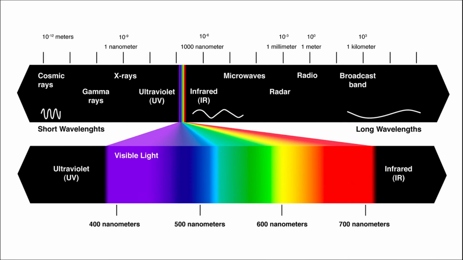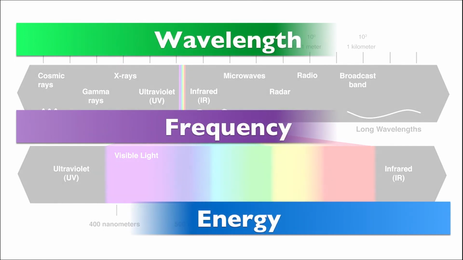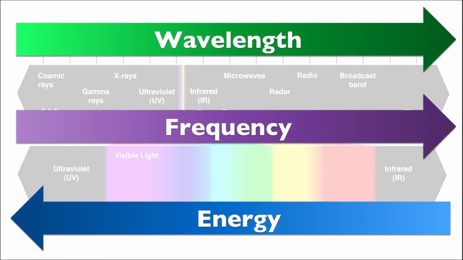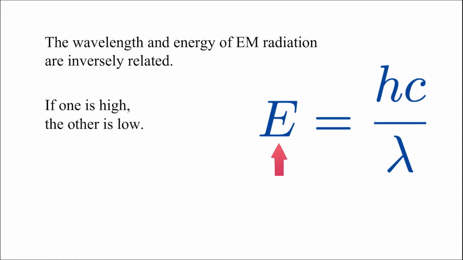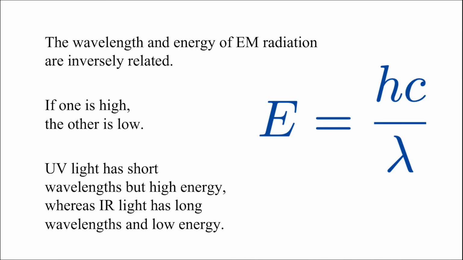So how do we summarize the relationships between the wavelength, frequency, and energy of light? As the wavelength of light increases, so does its frequency, but its energy decreases instead. This is because energy and wavelength are inversely related, meaning that if one is high, the other is low. For example, ultraviolet light has short wavelengths but high energy, whereas infrared light has longer wavelengths but a low energy.